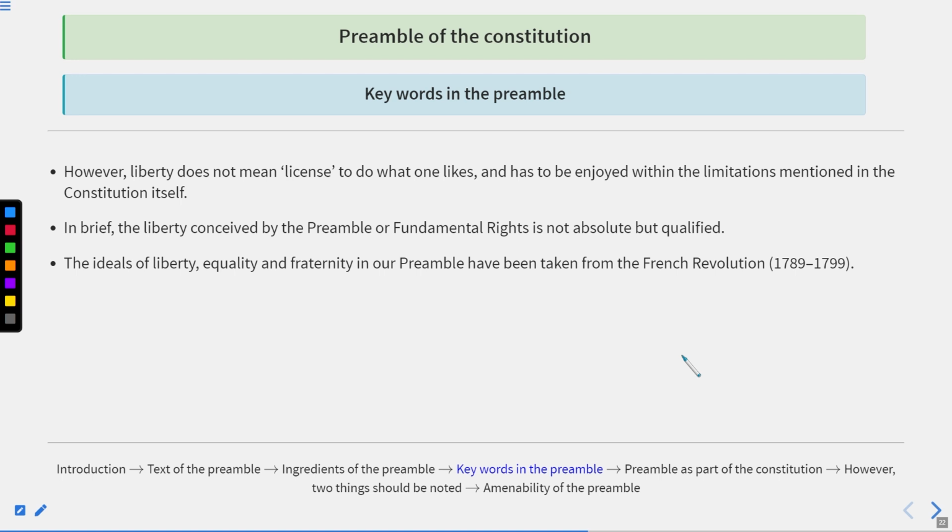However, liberty does not mean license to do what one likes and has to be enjoyed within the limitations mentioned in the constitution itself. It means that we have provided the liberty through our constitution, but we have also provided some limitations on this. What do you mean by this? We will see in the lecture on fundamental rights. In brief, the liberty conceived by the preamble and the fundamental rights is not absolute but qualified. I will explain this in the fundamental rights section in the proper sense. Ideals of liberty, equality, and fraternity in the preamble have been taken from the French Revolution 1789 to 1799.